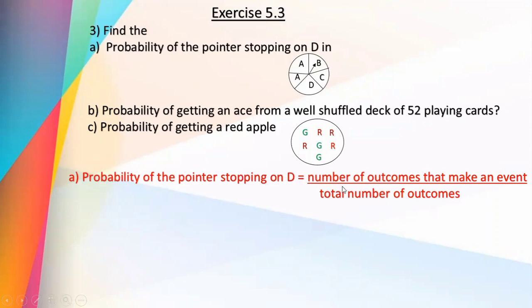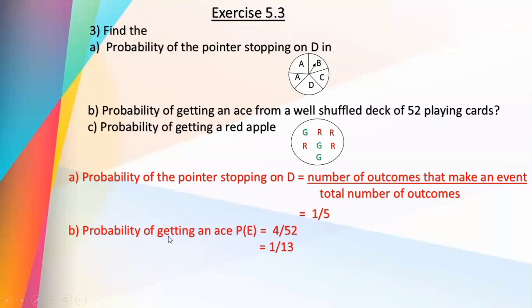How can we find it? Number of outcomes that make an event divided by total number of outcomes. Only one D is there, so only one possible outcome, divided by total number of outcomes. Total number of outcomes here 1, 2, 3, 4 and 5. So 1 by 5 is the answer.